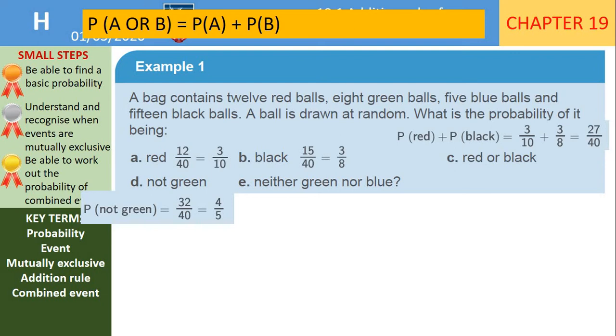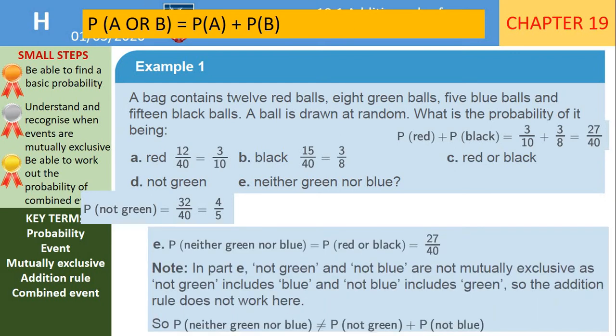Now neither green nor blue. Now neither green nor blue would mean that it would have to be red or black. So you would add together the red and the black, and you should get 27/40ths. Now be careful, you cannot work out the probability of it not being green and not being blue and then add them together, because not green and not blue are not mutually exclusive, because not green includes blue and not blue includes green. So the addition rule wouldn't work here. So for neither green nor blue, you would need to look at the other options and then add them together.